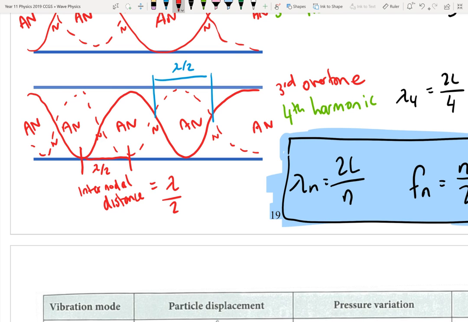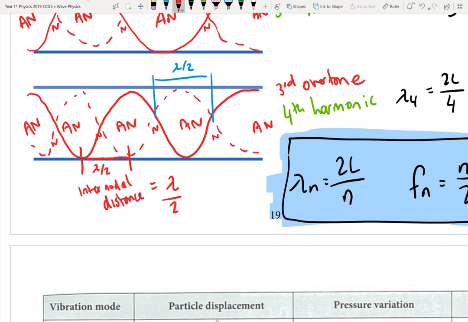Because have a think, to hear loud noises, you need the particles moving a lot. So you need to have a particle antinode. So you're going to place your ear next to the pipe, and when the particles are moving the most, that's where you're going to hear them. If they're not moving, you're not going to hear them.